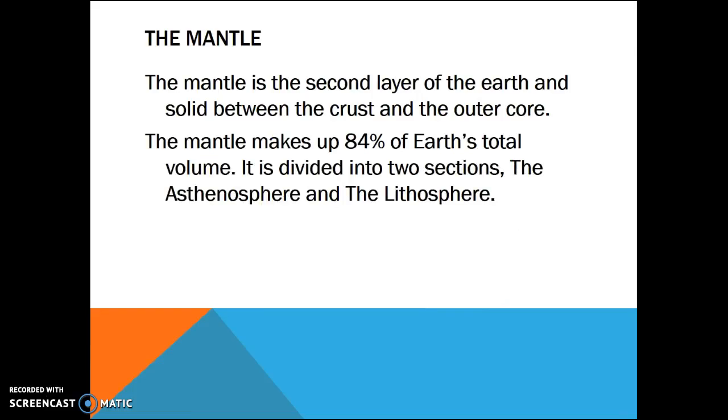The mantle is the second layer of Earth and is solid between the crust and the outer core. The mantle makes up about 84% of the total volume. It has two basic sections in it, the asthenosphere and the lithosphere, and those two make up the mantle. The mantle is warmer than the crust, and later we're going to talk about how the mantle creates convection currents because of how warm it is. But it is the second layer of Earth, and it's solid between that crust and the outer core.